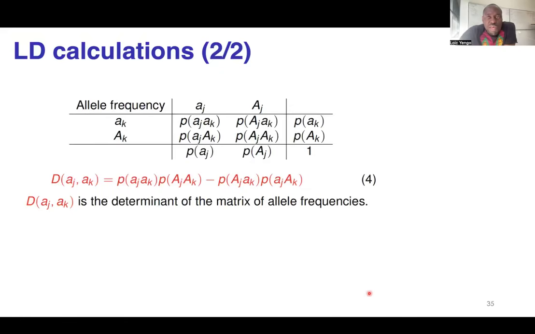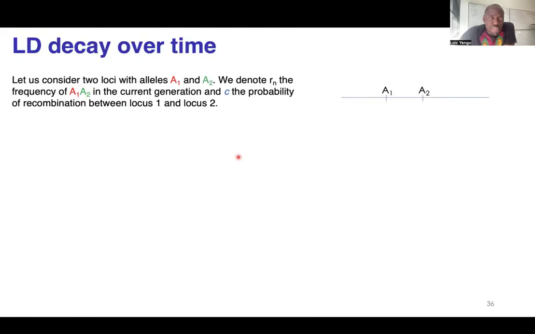There is another way: if you have it from the frequencies, you can also calculate the linkage disequilibrium just as a determinant of that 2 by 2 matrix. So you multiply the diagonals minus the product of the anti-diagonals, and that will give you the linkage disequilibrium.